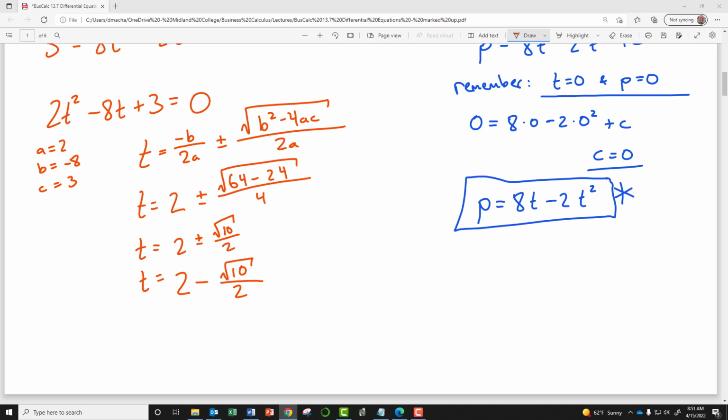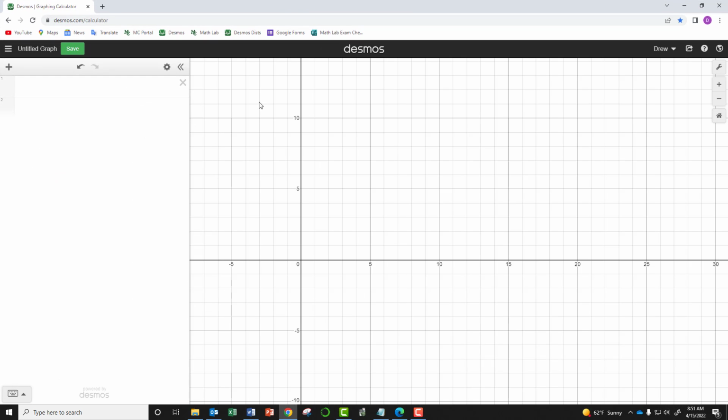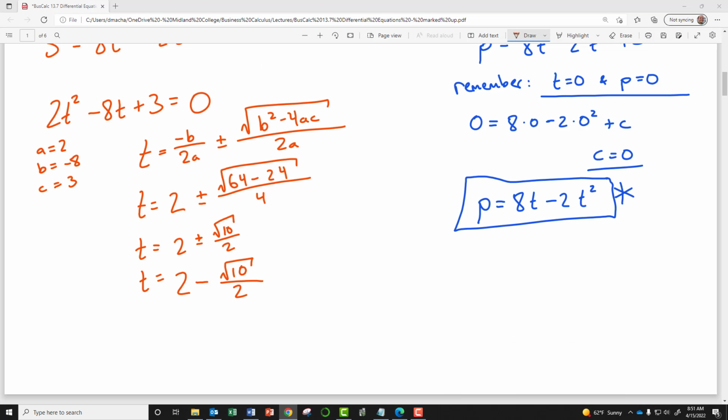I don't have a calculator on me, but, well, I mean I do, but you wouldn't be able to see it. So I'll use Desmos, and maybe you can't see this either, but if I do 2 minus the square root of 10 divided by 2, Desmos tells me this is 0.42. So this is t equals 0.42. So a little bit less than half an hour.